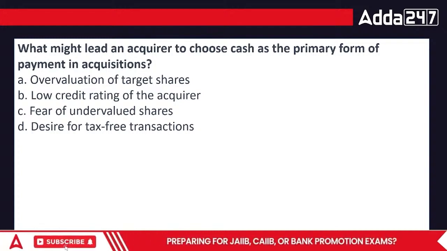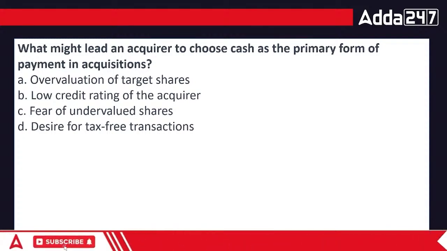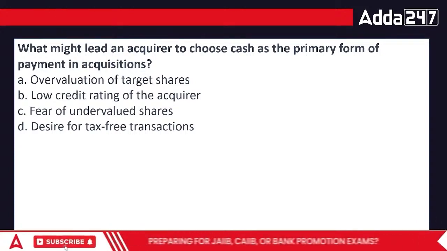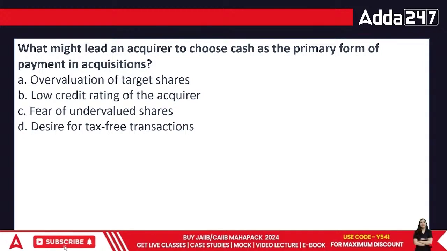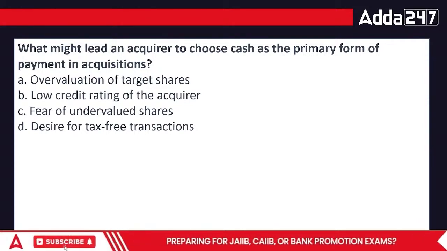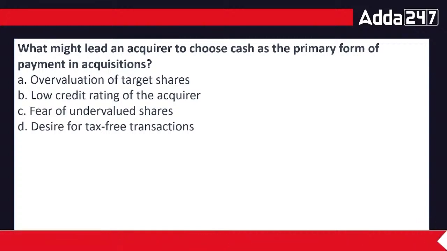There is no overvaluation of target shares. Well, this is what I'll talk about, the era of capital gains. Okay, so that is capital gains. In terms of acquisition, it is definitely different. The one which is selling is subjected to tax, but the one who's buying is not subject to any tax till the time he's not selling it. Done? Okay. Then overvaluation of the target shares or low credit rating of the acquirer. Then fear of undervalued shares or desire for tax-free transactions.